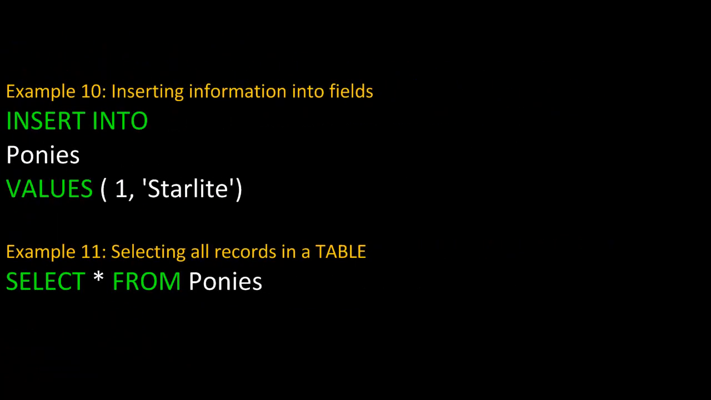In our last two examples, let's review inserting information. In example 10, we're going to insert into the table ponies the values 1 for the primary key. Remember, that was in integer format. And then the value starlight, which was in string format for pony name. In example 11, we're simply selecting all the records from a table with select, the asterisk, which is the wildcard, from, and then the table name, which is ponies.